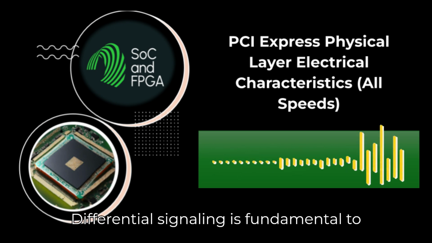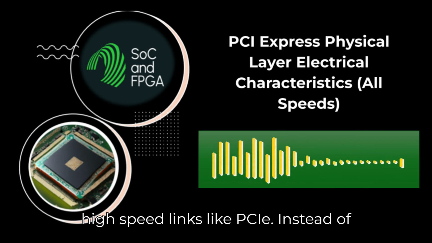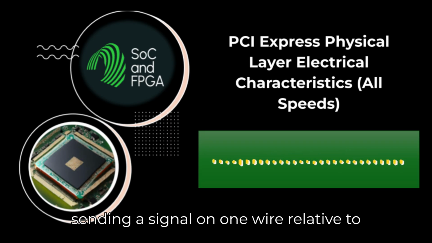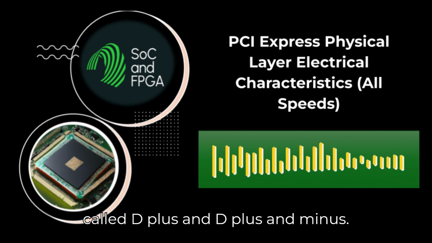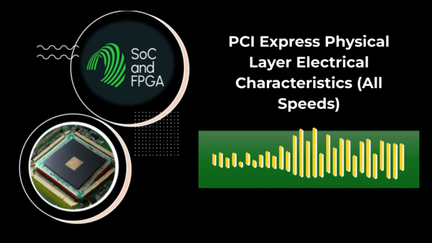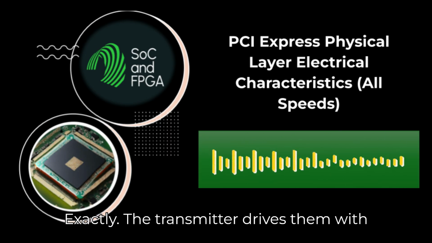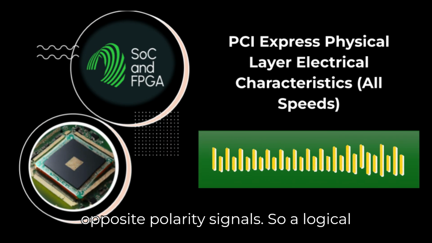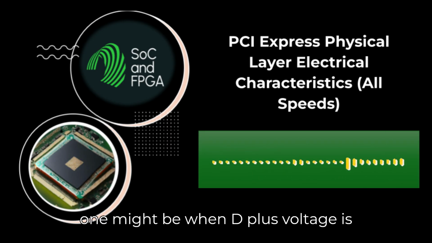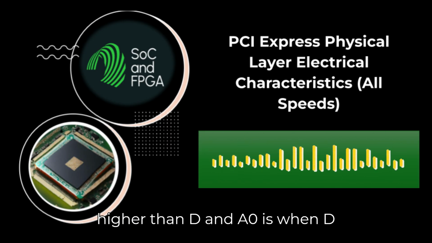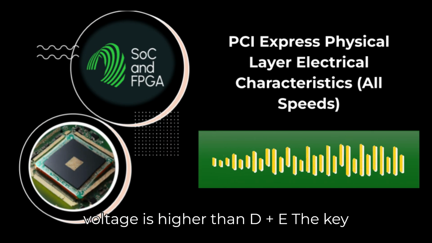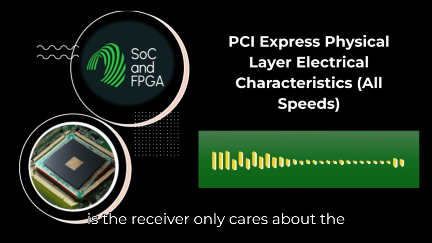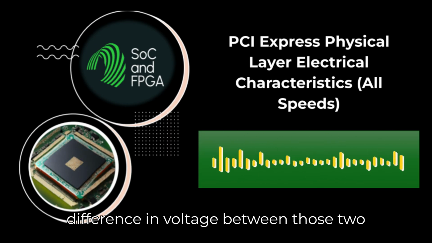Right. Differential signaling is fundamental to high-speed links like PCIe. Instead of sending a signal on one wire relative to ground, you use a pair of wires, usually called D+ and D-. Plus and minus. Exactly. The transmitter drives them with opposite polarity signals. So a logical 1 might be when D+ voltage is higher than D-, and a 0 is when D- voltage is higher than D+. The key is the receiver only cares about the difference in voltage between those two lines.